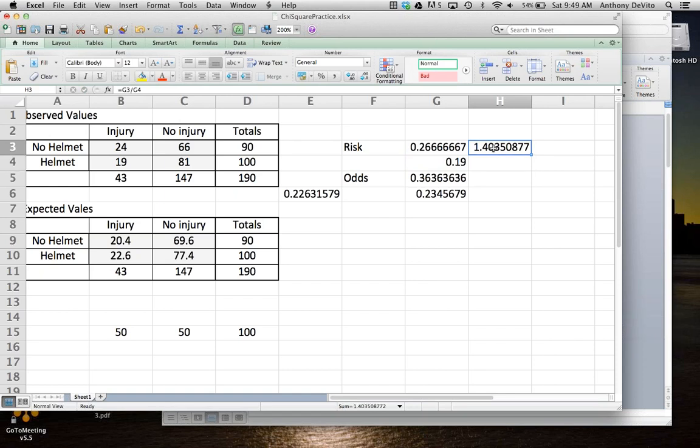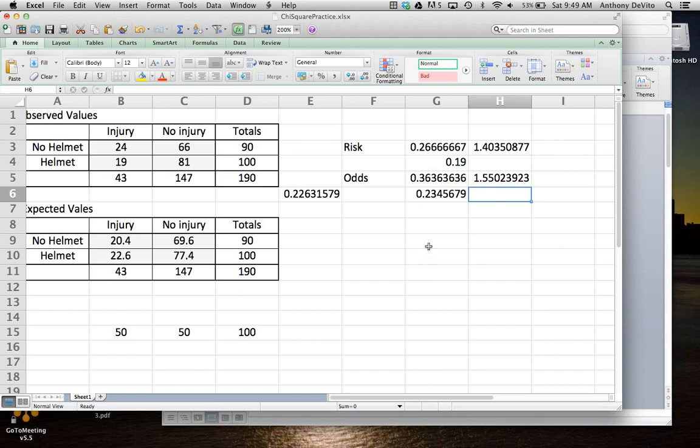That's basically telling us that you're 1.4 times as likely to have a head injury if you didn't wear a helmet versus if you did wear a helmet. Similarly, the odds ratio is going to be equal to the odds of having a head injury if you didn't wear a helmet over the odds if you did wear a helmet, and that comes out to 1.55. Both of these are always going to be in the same direction. They're either going to be above 1, below 1, or 1.